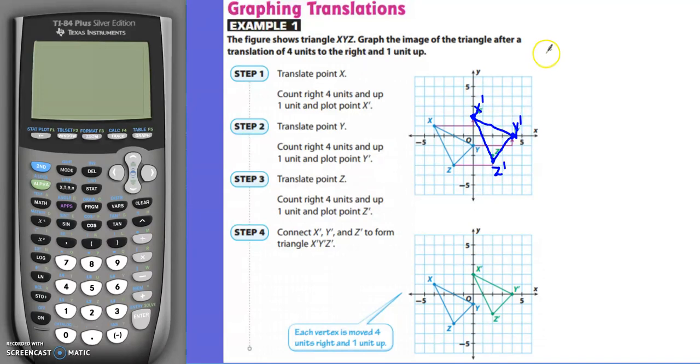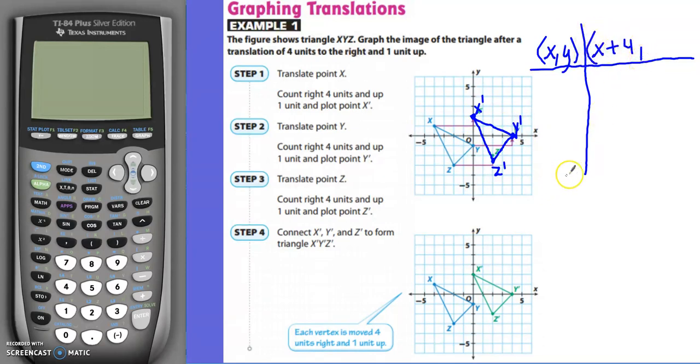Another way to do it is we have our original ordered pairs. And since we are going 4 units to the right, going to the right on the x-axis is a positive. So we are going to manipulate the x by adding 4. The y, we are going up 1 unit. When you go up, that's a positive. So we're going to take the y and we're going to go up 1.